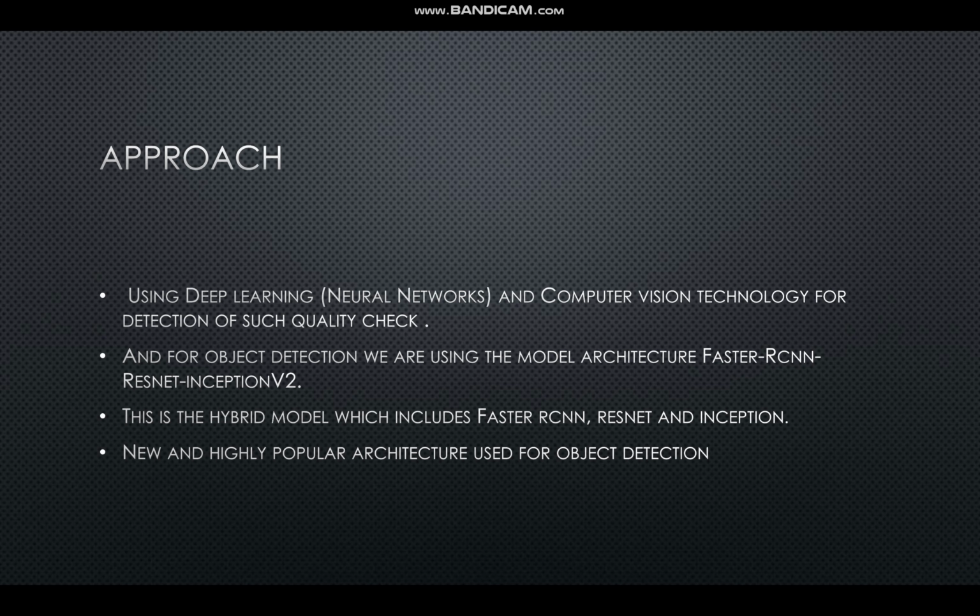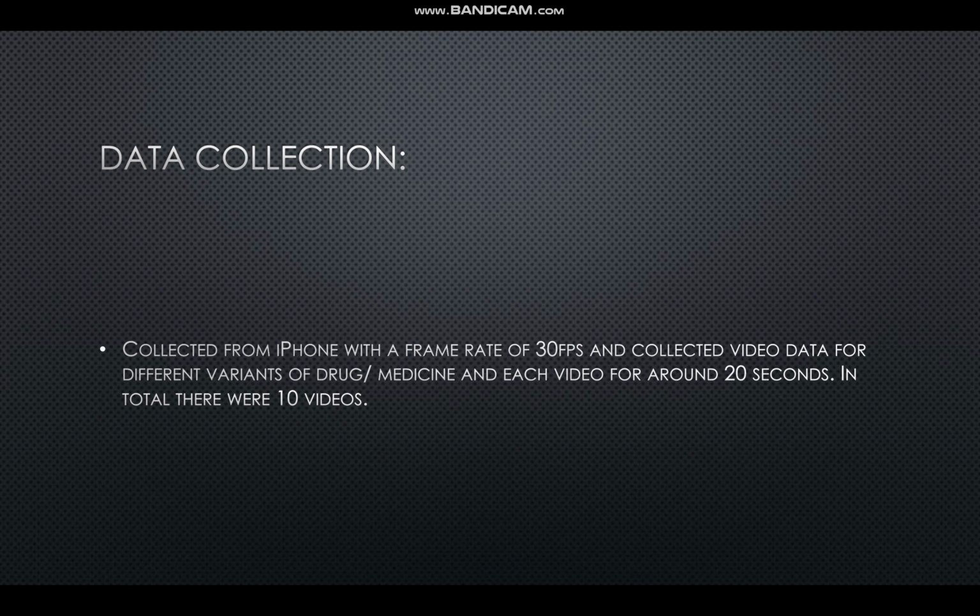And for object detection, I'm using the model architecture Faster RCNN ResNet-Inception V2. This is a hybrid model which includes Faster RCNN, ResNet and Inception. This is a new and highly popular architecture which is used for object detection.